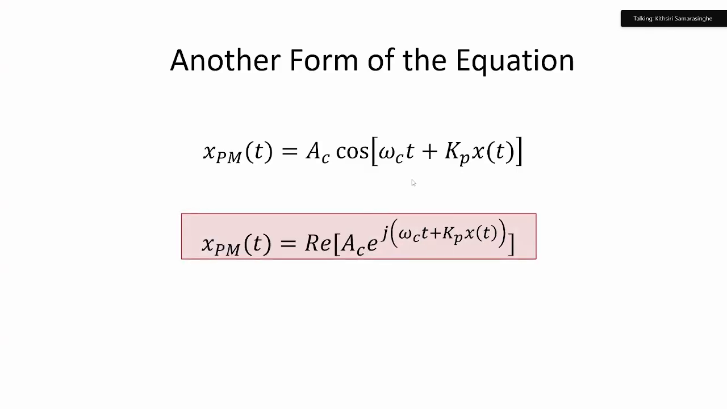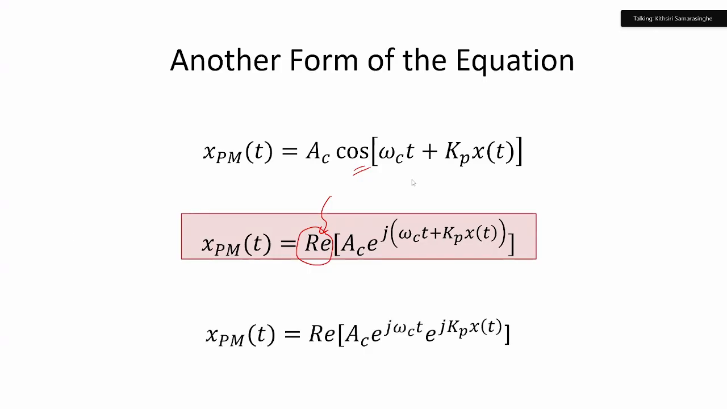The same equation is sometimes given in exponential form, like this. You write it as the real part of the exponential term here, so that you will be getting the cosine term. You will remove the sine term of e to the power j theta. It's just another way of writing, which is also written like this. Right?